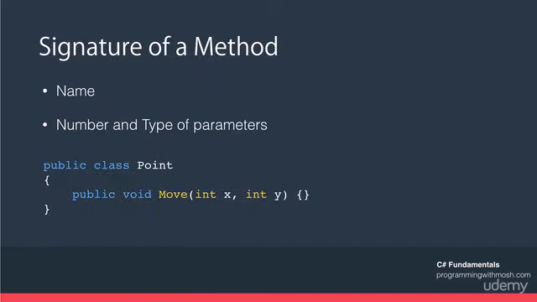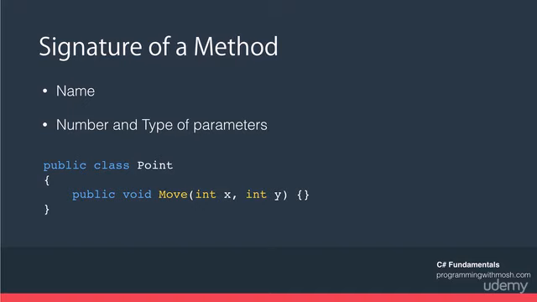The signature of a method consists of its name and the number and type of its parameters. So in this example, you see we have a point class that has a method called move. I have highlighted the areas that make up the signature of this move method with yellow. So the name and the type and number of parameters.